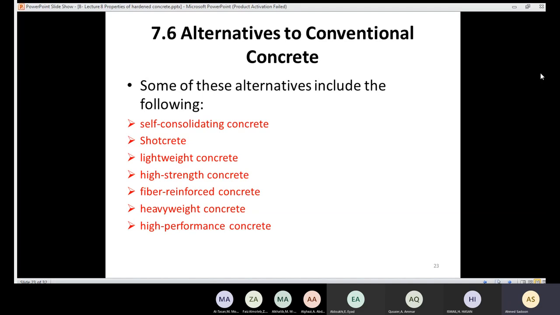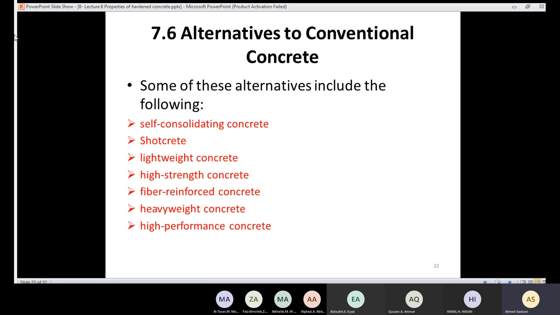Let's go ahead and get started. In today's lecture, I'm going to talk about alternatives to conventional concrete. We have other types of concrete, other than the traditional concrete, which could be used in several situations. Sometimes you have special cases where it is better to use other types of concrete other than the traditional one.